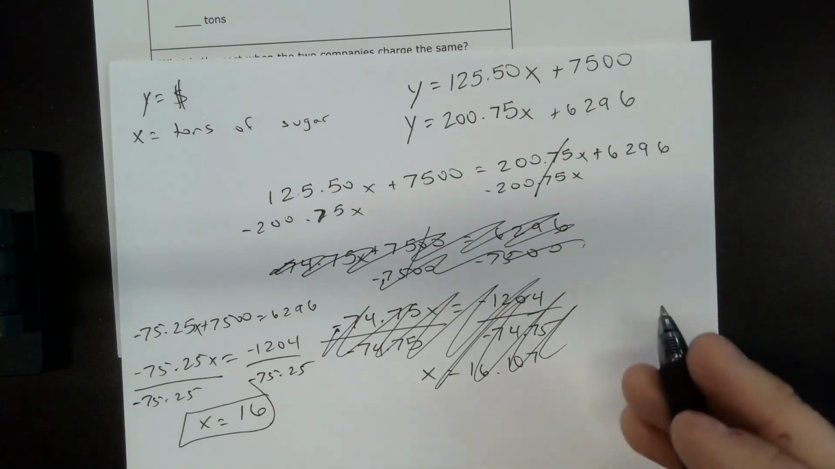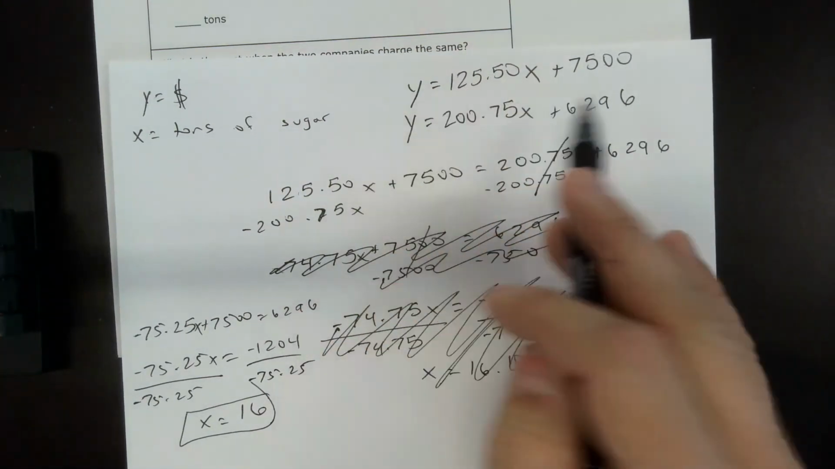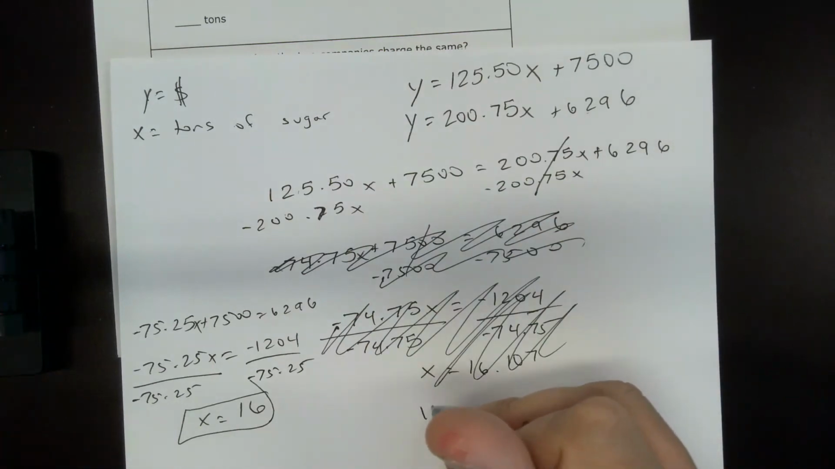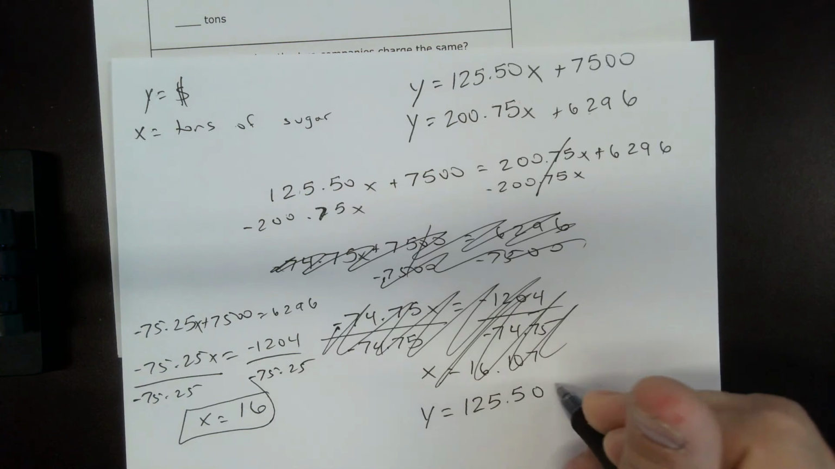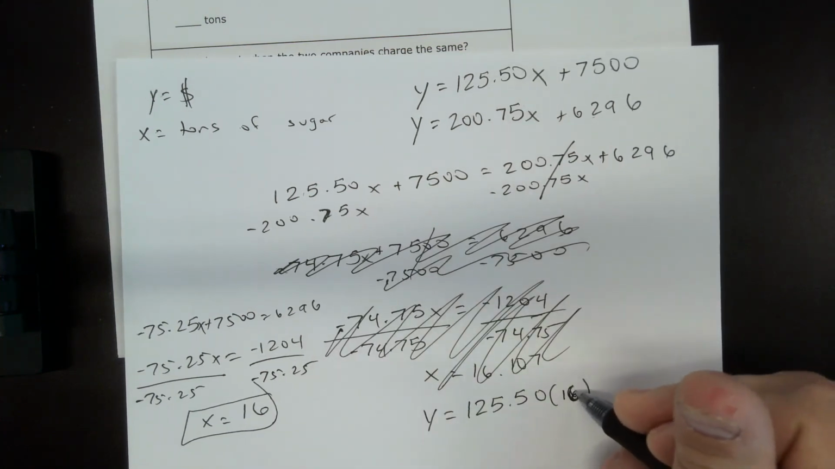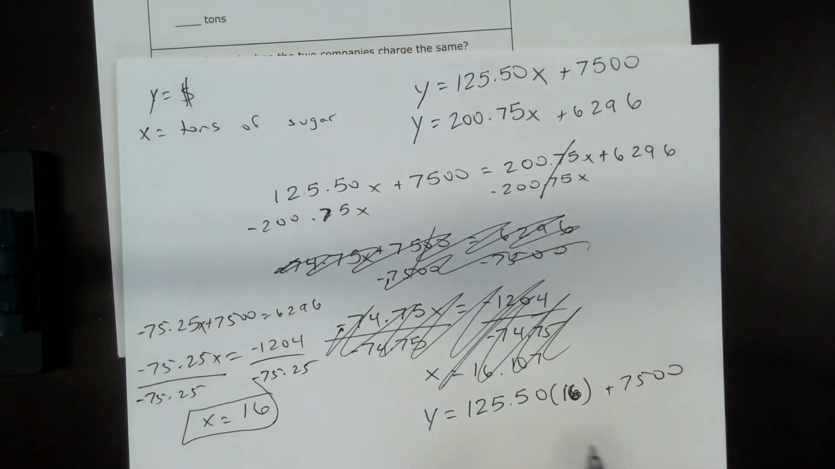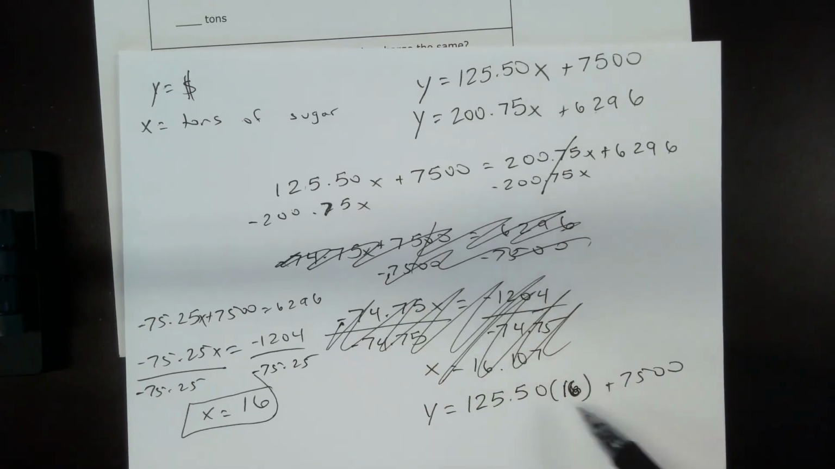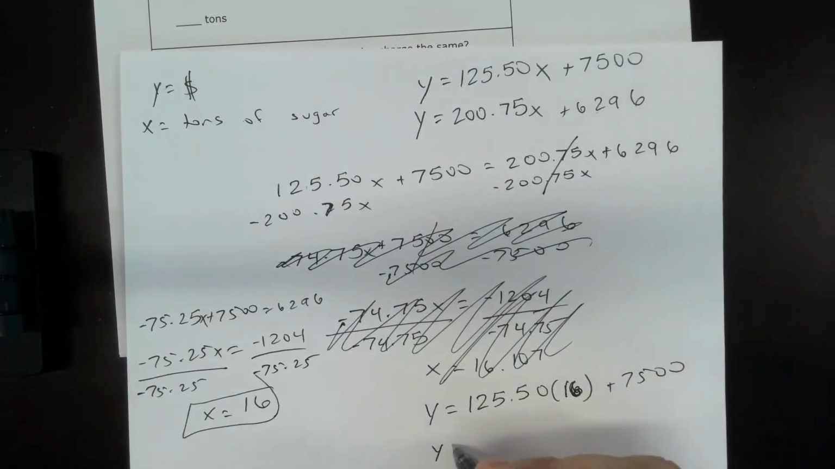Okay, the next one. So now we got to pick which one to plug it back in. Does it look like there's an easier one? Not really? Y looks easier. Yeah, they're both Y. Okay, so I'm just going to do the top one just because that's what I'm accustomed to doing. Everyone go through on your calculator real quick. Go 125.50 times 16 and add 7,500.